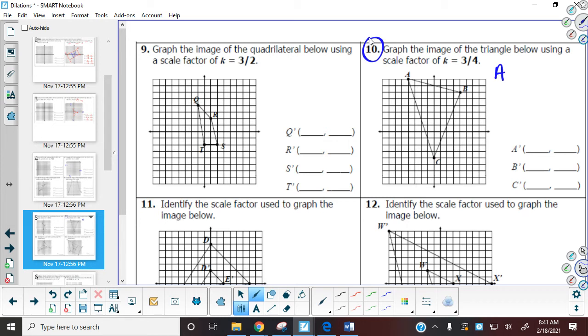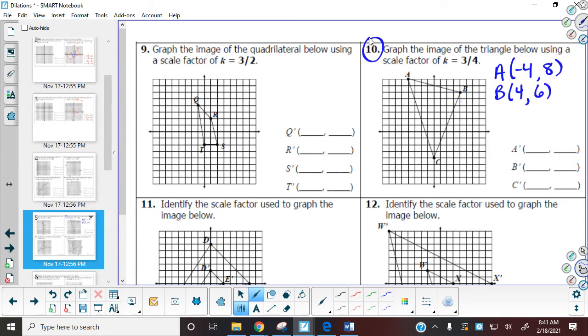If I look at A, I can figure out that A is 1, 2, 3, 4 units to the left, so negative 4. And then I can figure out that it's 1, 2, 3, 4, 5, 6, 7, 8 units up, so negative 4, 8. And then I would do the same thing for B. B is over 1, 2, 3, 4, and then up 1, 2, 3, 4, 5, 6.